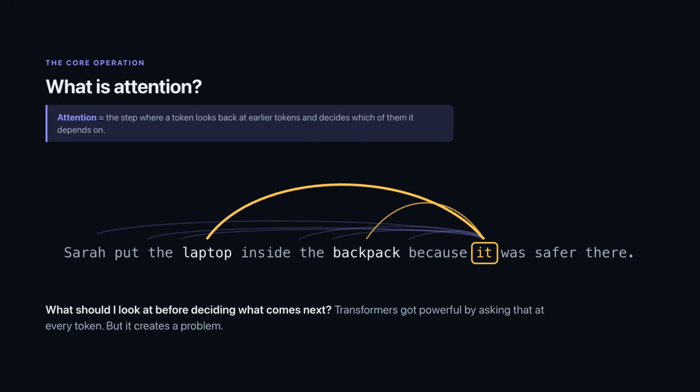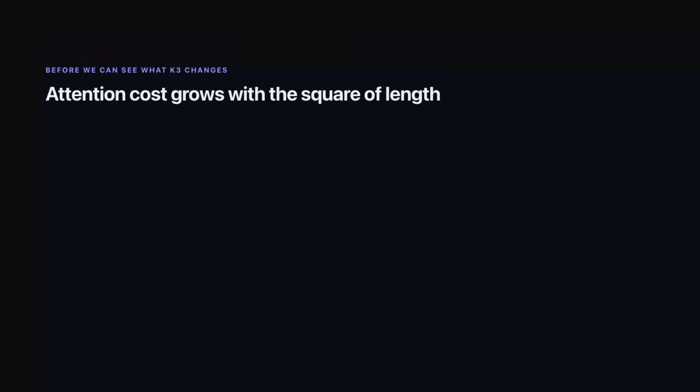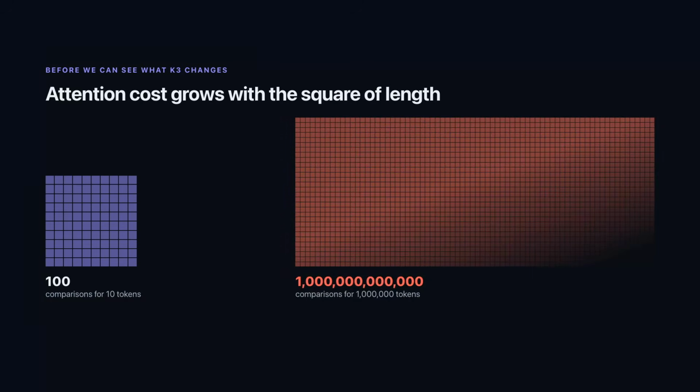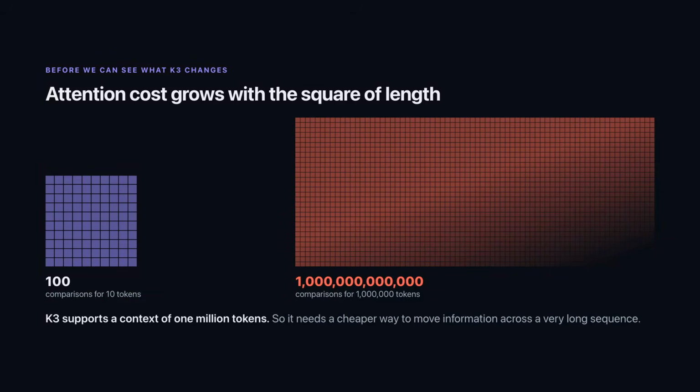Transformers became extremely powerful because of this, but it creates a challenge. Because before we can see what K3 changes, we need to understand what breaks. With 10 tokens, every token can compare itself against every other token. That's about 100 comparisons. Easy. But that cost grows with the square of the length. Double the context and the work roughly quadruples. Across hundreds of thousands of tokens, computation and memory explode. And Kimi K3 supports a context of 1 million tokens, so it needs a far more efficient way to move information across very long sequences.